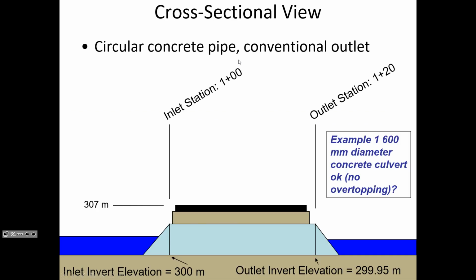Okay, so from this other view, we get some of the other information. So we get elevations. The invert of the pipe is at 300 meters upstream, and downstream, the invert of the pipe is 299.95. Okay, so those are the elevations. And you can see here, it's giving us station numbers. That's what's going to define the length of the pipe. You can see that the pipe is 20 meters long because the inlet is stationed at 1 plus 00. The outlet is stationed at 1 plus 20. So it's 20 meters long.